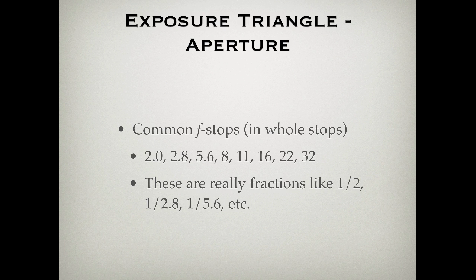So when you see a 2.0 on a lens, that means it's really 1/2 the size of the focal length. So again, if I had a 100 millimeter lens and my widest aperture opening was 2, then the widest aperture opening is 50 millimeters, so it's 1/2, f2.0. So these are fractions of how wide of an opening the lens has when taking a photograph.